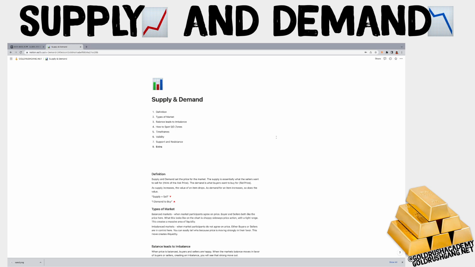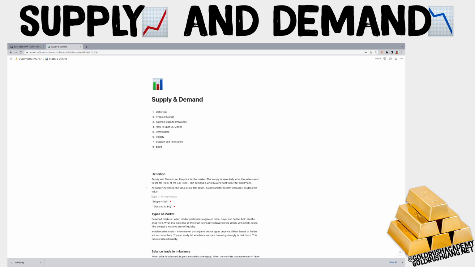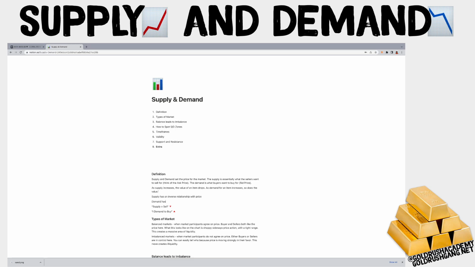So as supply increases, the value of an item drops. As demand increases, the value increases. So supply has an inverse relationship, and this is a living document, guys. Supply has an inverse relationship with price. Demand has a direct relationship with price.